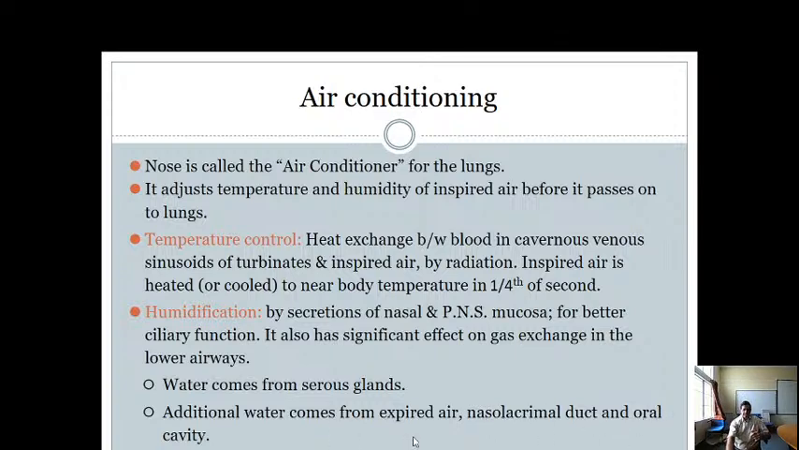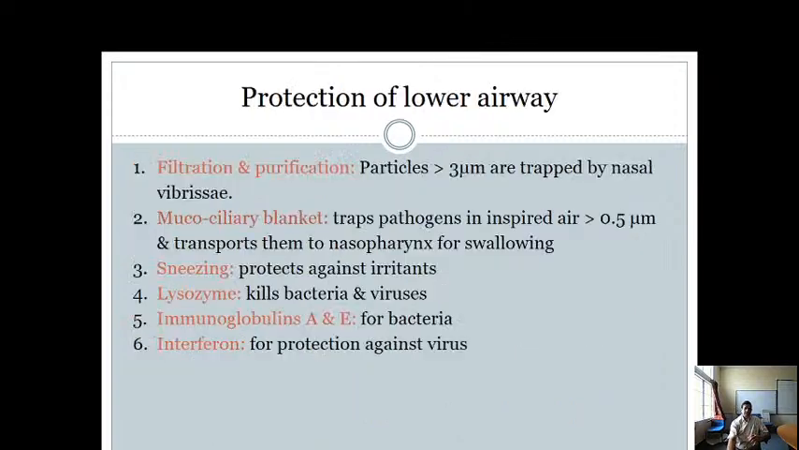And so they are the ones which supply the humidity. So that is as far as the air conditioning, that means temperature regulation and the humidification. So that is how the nose functions.